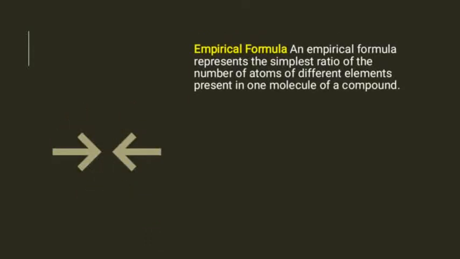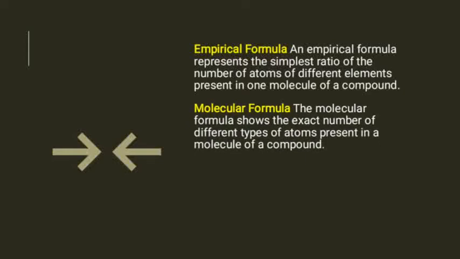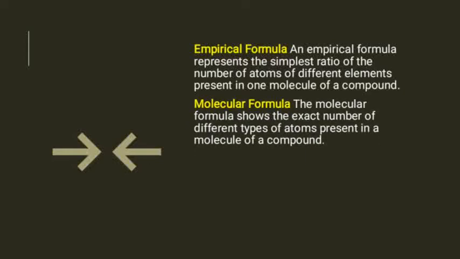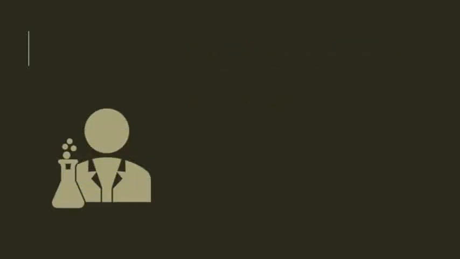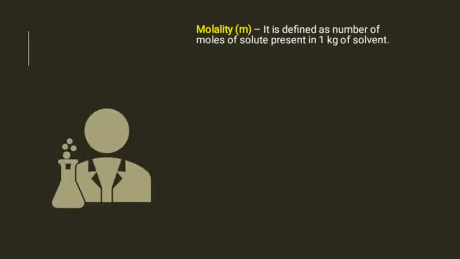Now moving to the next term, that is empirical formula. An empirical formula represents the simplest ratio of the number of atoms of different elements present in one molecule of a compound. And molecular formula shows the exact number of different types of atoms that are present in a molecule of a compound.